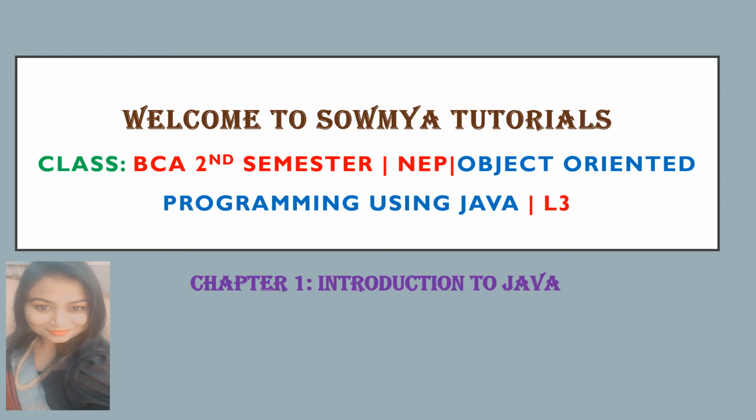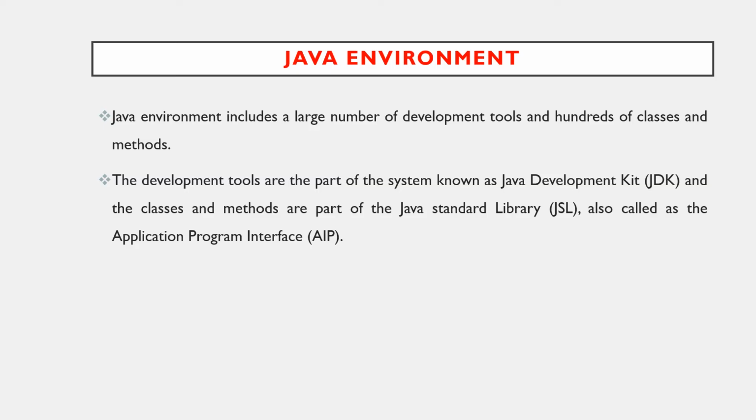Last session we had discussed the basics of Java programming, some important milestones in the development of Java, the features of Java, and how Java is different from C and also C++. These are all the concepts discussed in the last session. In this session, we will discuss the concept of the Java environment.